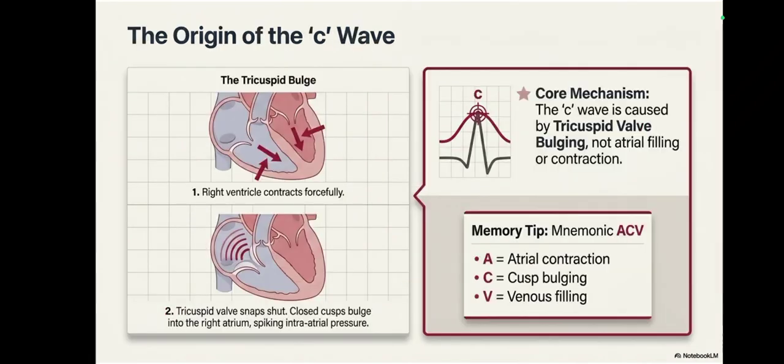The JVP consists of several waves. The A wave represents atrial contraction, while the V wave is caused by venous filling of the atrium. A common exam favorite is the C wave, which is caused by tricuspid valve bulging. This occurs during early ventricular systole. As the right ventricle contracts forcefully, the valve snaps shut and the closed cusps bulge backward into the right atrium.